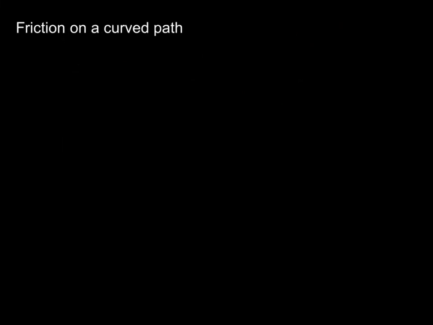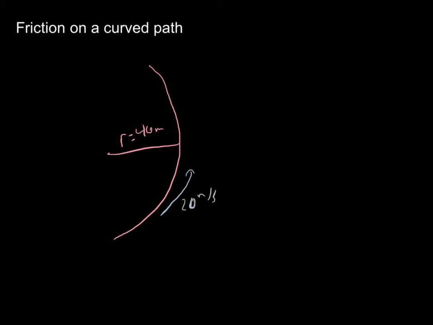So now we want to take a look at the role that friction can play on a curved path. Maybe we'll picture a curved path like this, and we'll say it has a radius equal to 40 meters, so kind of a big path. And we're going to have a car that wants to go around this path at a speed of 20 meters per second. Now, when a car is going around a circle like this, we kind of have to think, well, what's keeping it on the road? What's keeping it in this curved path? Because whatever's keeping it on the curved path is our centripetal force.